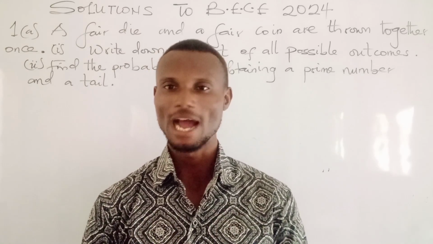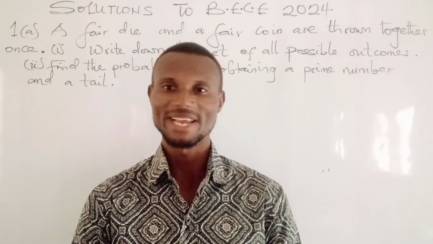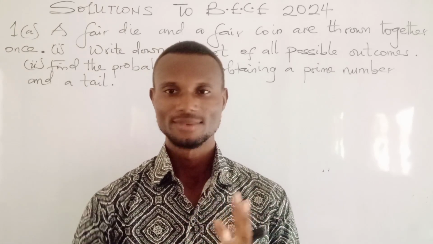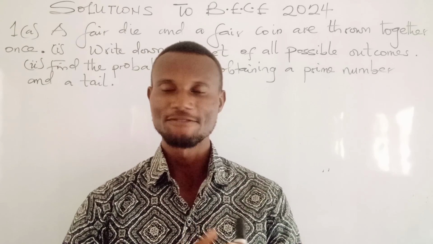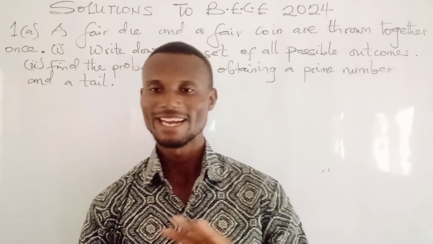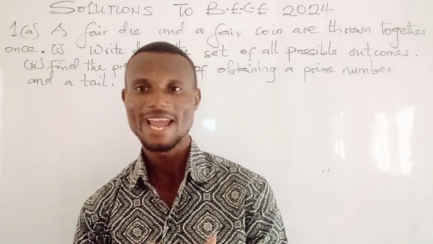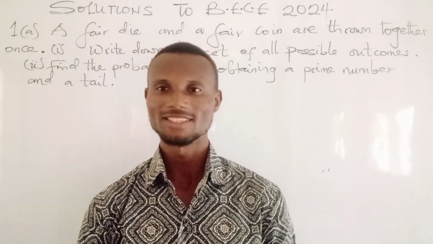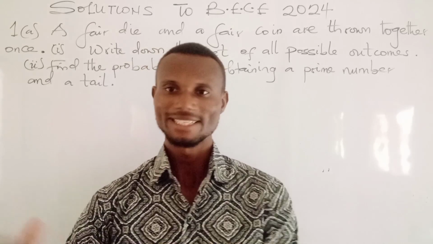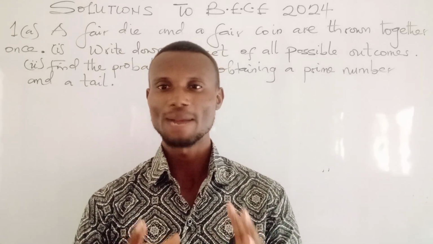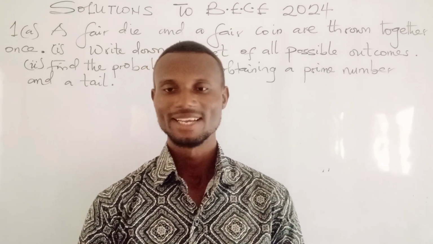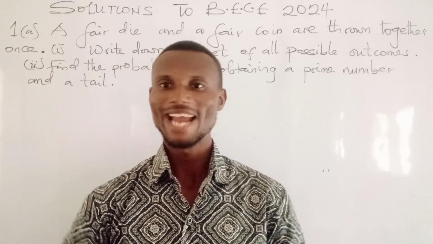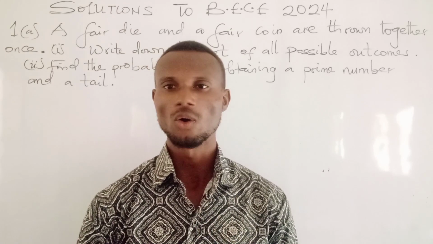I hope you agree with me up to this point. I'm going to repeat it one more time. When you pick a fair die and you throw it once, you are likely going to get either a 1, a 2, a 3, a 4, a 5, or a 6, and these are the possible outcomes of throwing a fair die once. Now, when we take a coin, a coin has 2 sides, which are the head and the tail. Usually we use a capital H to represent the head and a capital T to represent the tail. So when you toss a coin once, you are likely going to get either a head or a tail.